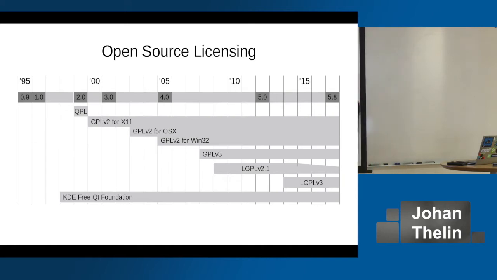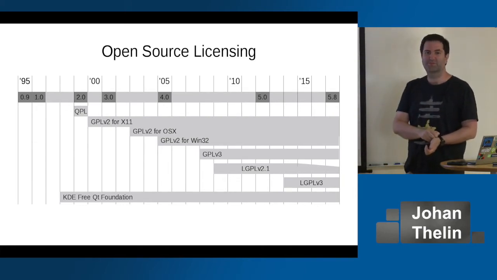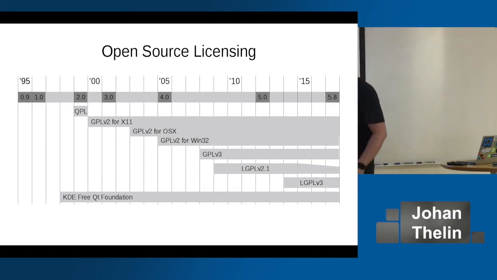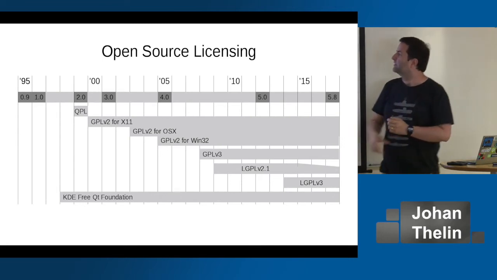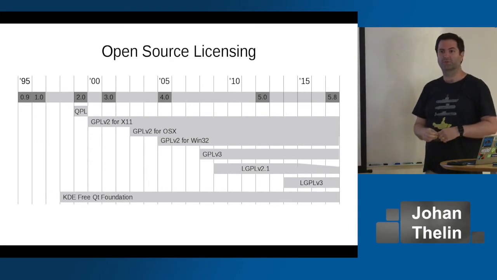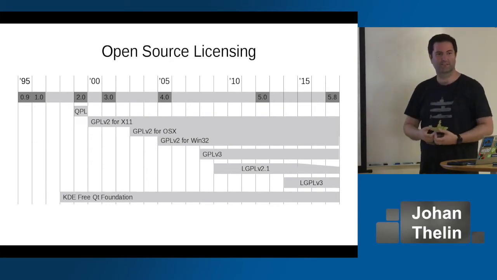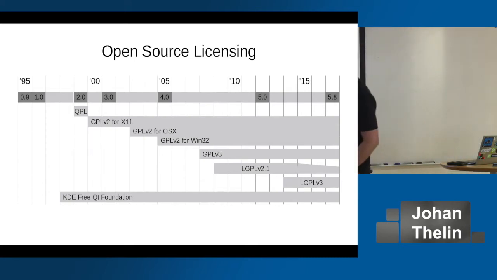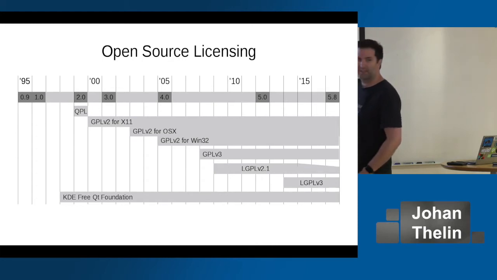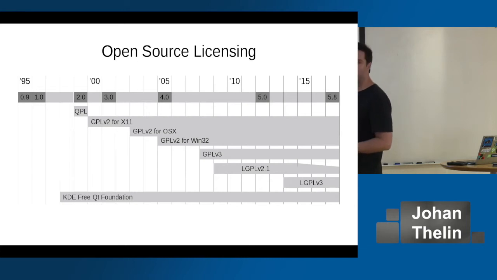GPL v2 came for X11, then OS X came, which you can run an X11 server on, or an X server. So basically you had to open up GPL v2 for the macOS platform. And then when 4.0 came, they actually went full GPL2 for all the platforms, and that only grew the business. So they learned to trust this dual licensing model. Then they've added GPL v3. Nokia didn't want to sell software, they wanted to sell devices, so they actually added LGPL.